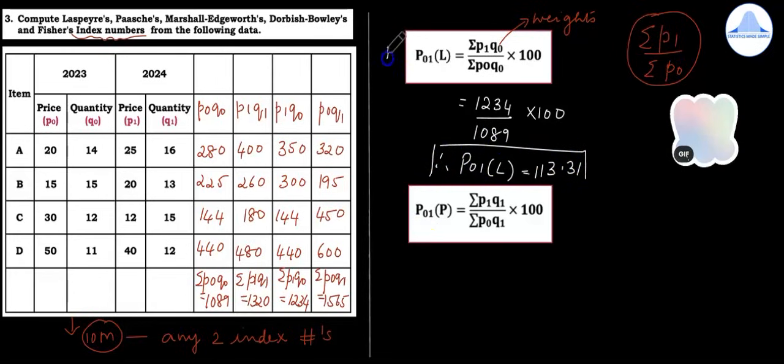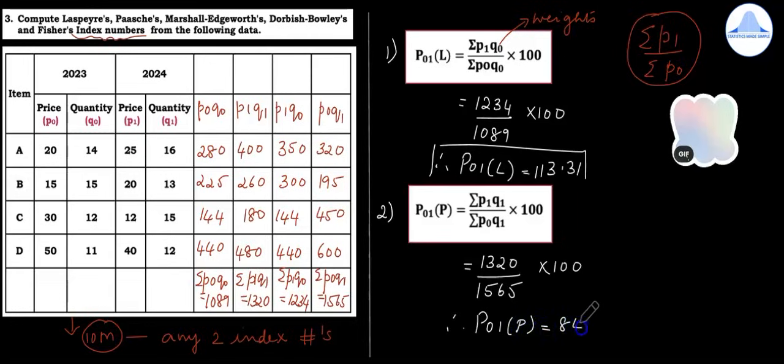Next, we will calculate Paget's price index number. So P01 of P is summation P1 Q1 by summation P0 Q1 into 100. So now substitute the corresponding total. So it is 1320 divided by 1565 into 100. So you get P01 of P is equal to 84.35.